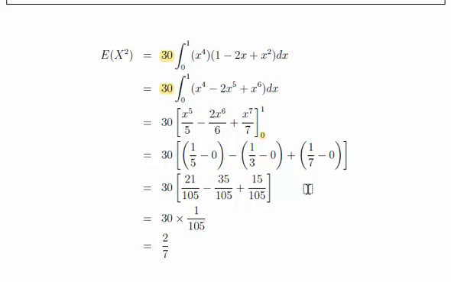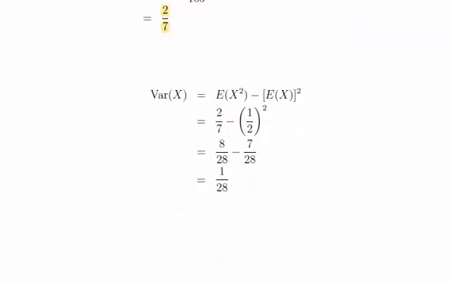So 21 minus 35 plus 15 all over 105, that is 1 over 105. And again, we have our 30 here. 30 over 105 works out to be 2/7. Okay, 2 over 7. So the variance is as follows.